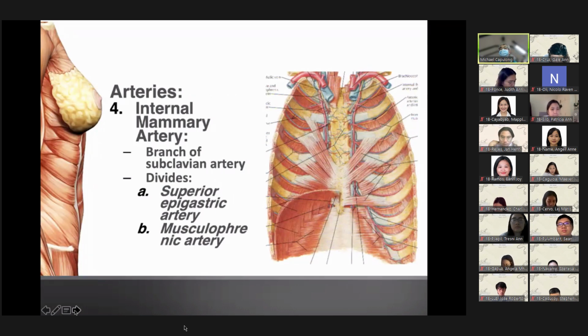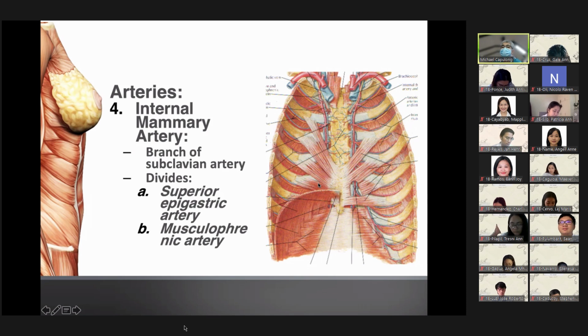Okay. Now, here in the anterior thoracic wall, the most prominent and biggest artery that you can see would be the internal mammary artery. This is the biggest and the longest. So why do I say longest? Because it actually continues through the abdominal cavity via your superior epigastric artery. Okay? So this is a branch of the subclavian artery.